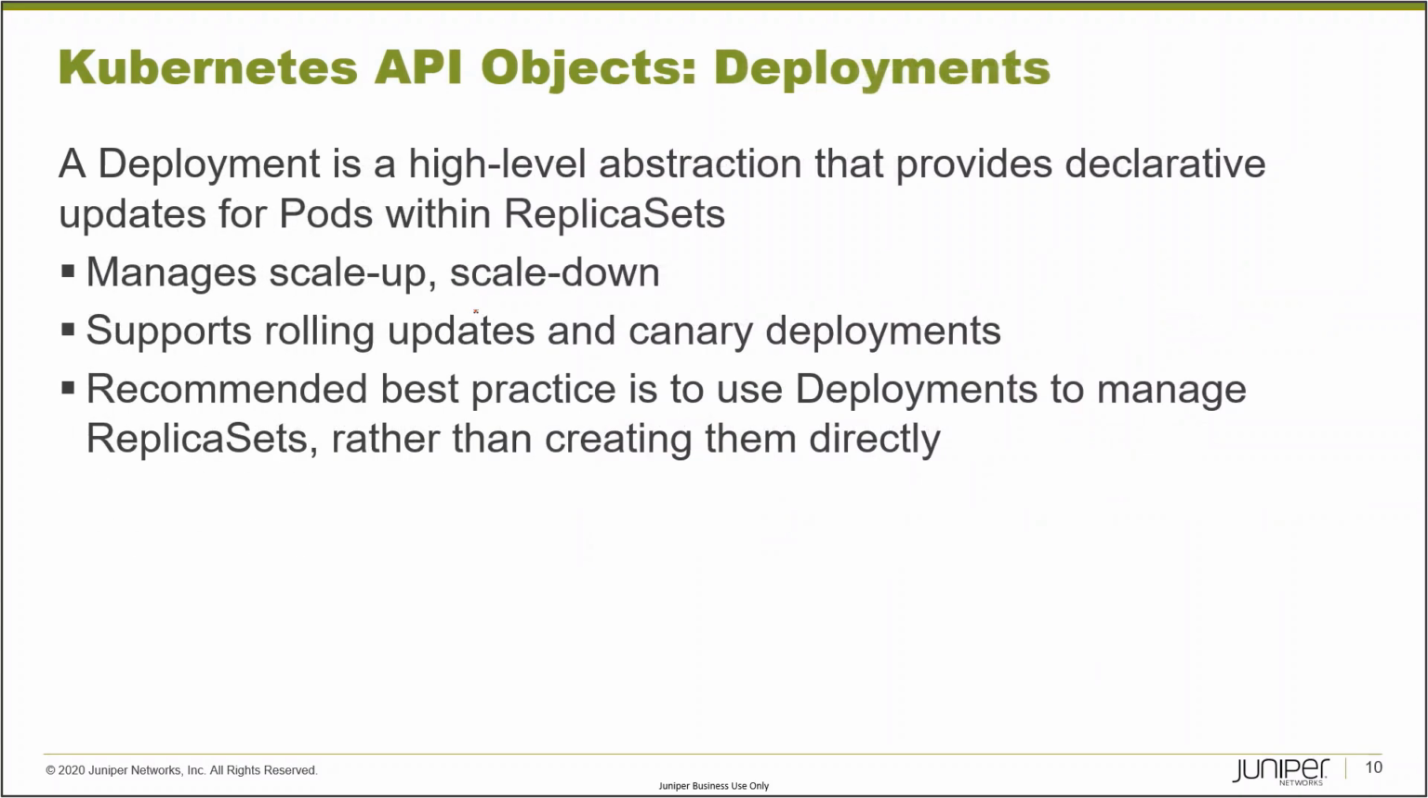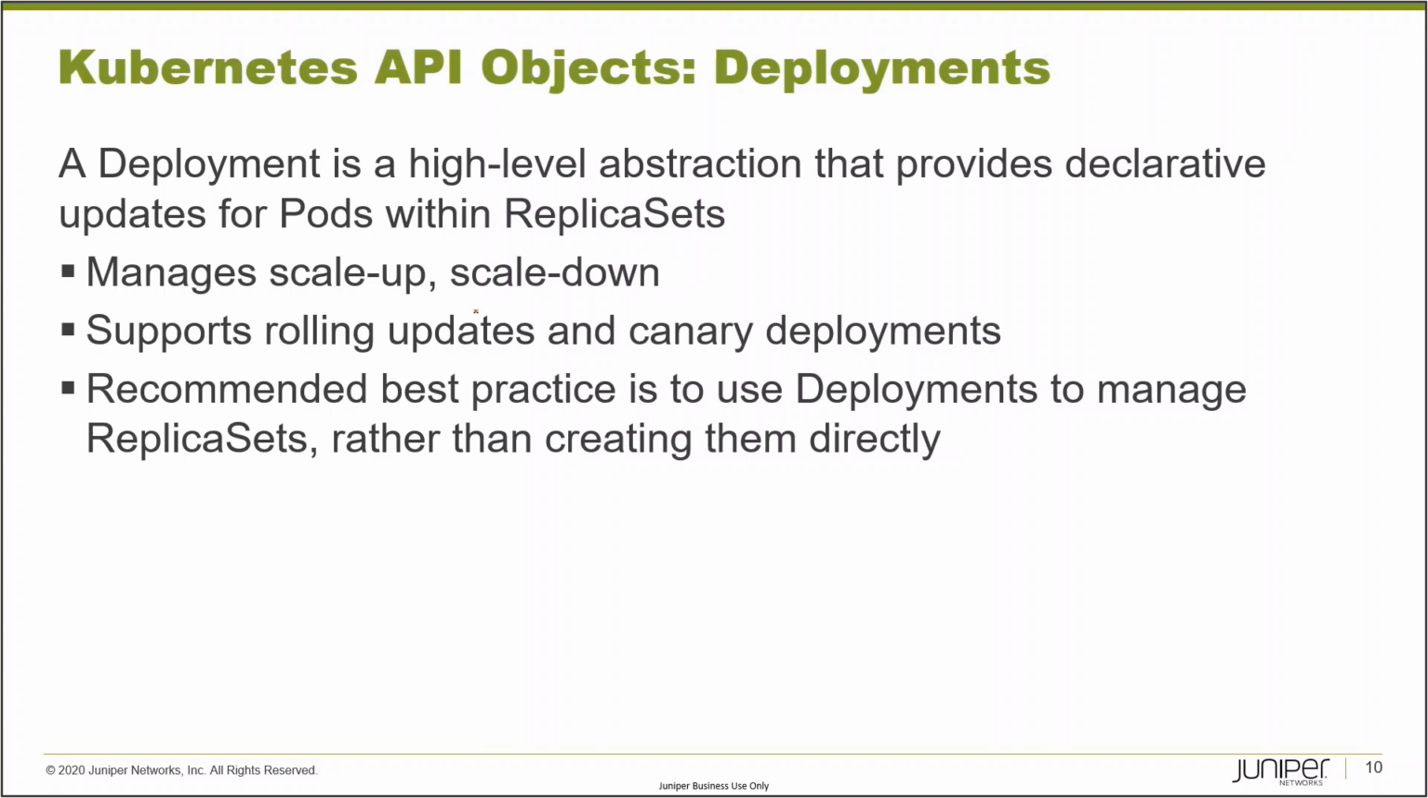And then lastly, we have deployments. So a deployment is a high-level abstraction that actually allows us to manage several other components, specifically pods and replica sets. And what's really critical about deployments is that they provide us with simple declarative updates for pods, which are then managed by replica sets. So this allows us to manage the scale up, or I guess scale out, and scale down processes.